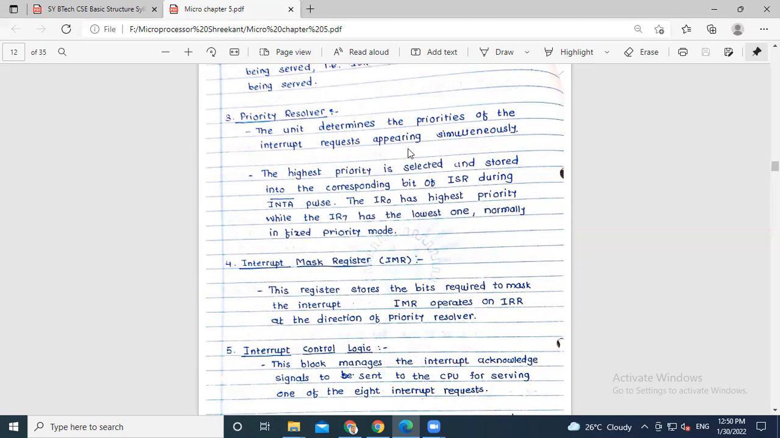So as per the priority based on the request, it is going to be resolved. The highest priority is selected and stored into the corresponding bit of the ISR during the interrupt acknowledgement pulses. The interrupt request 0 has the highest priority while the interrupt request 7 has the lowest priority. IR0 is the highest priority and IR7 is the lowest priority. That one we have to use in the interrupt request service routine.